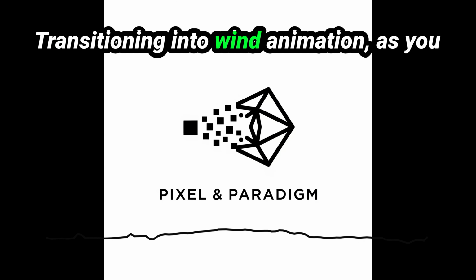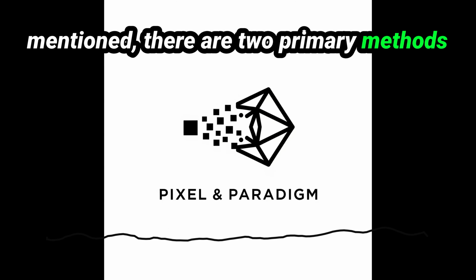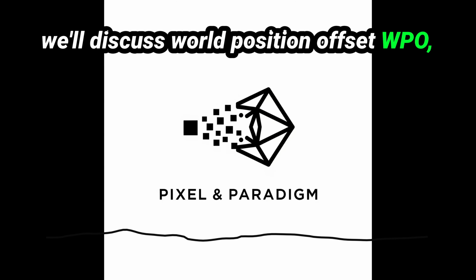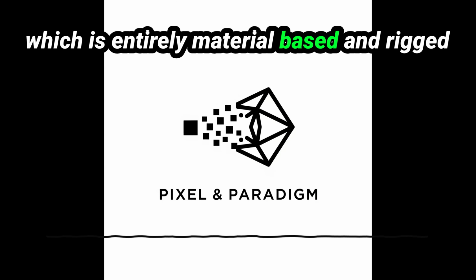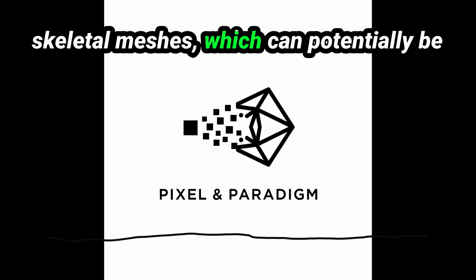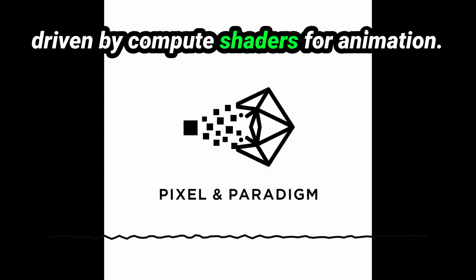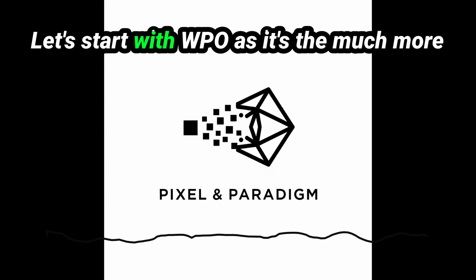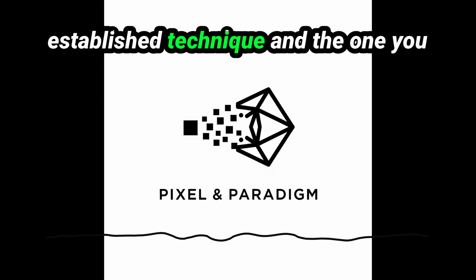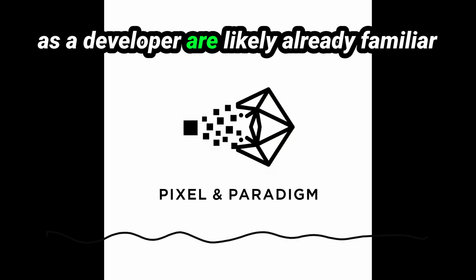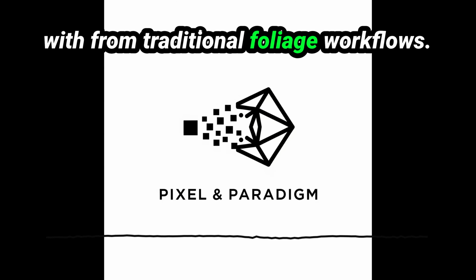Okay, transitioning into wind animation, as you mentioned, there are two primary methods we'll discuss. World Position Offset, WPO, which is entirely material-based, and rigged skeletal meshes, which can potentially be driven by compute shaders for animation. Let's start with WPO, as it's the much more established technique and the one you, as a developer, are likely already familiar with from traditional foliage workflows.